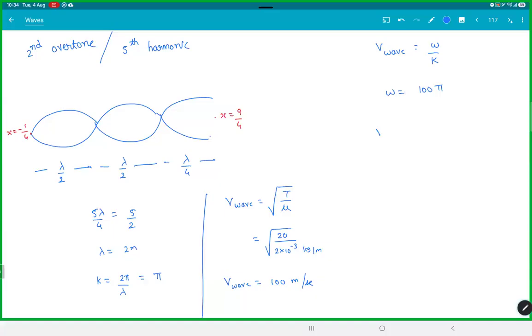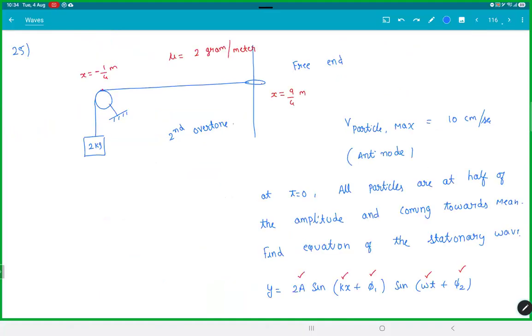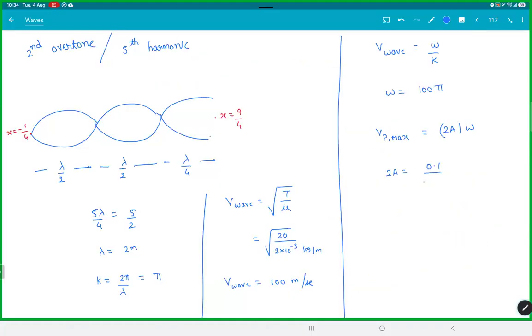Perfect. And then you said V particle ka maximum speed. And we know from SHM, V max is nothing but amplitude, which is 2a omega. So yeah, I said 2a bhi aa gaya. Vp max is given as 0.1 by 100 pi.